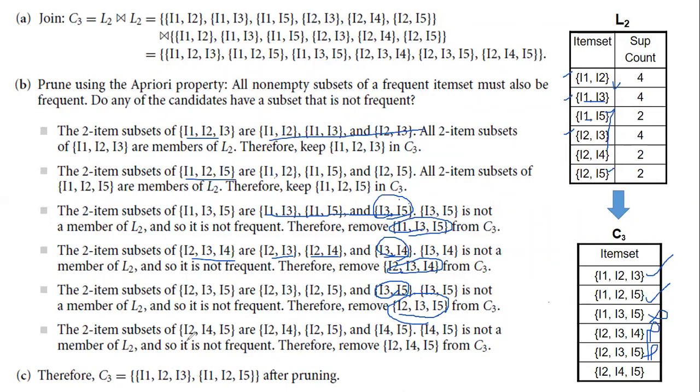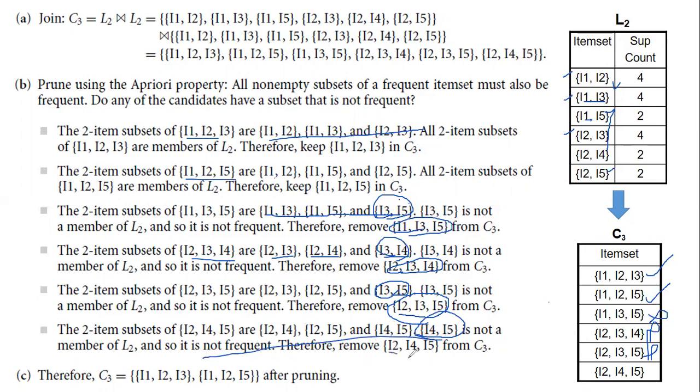Finally we have I2, I4, I5. So what are the subsets of this I2, I4, I5? I2, I4; I2, I5; I4, I5. I4, I5 is not there in L2. So I4, I5 is not a member of L2. That means it is infrequent.